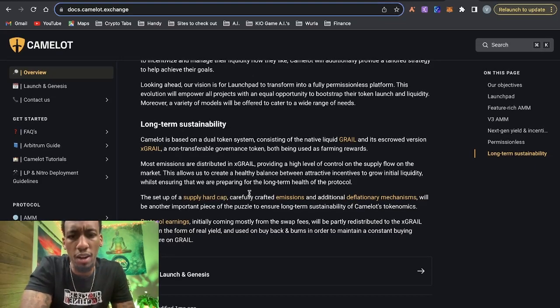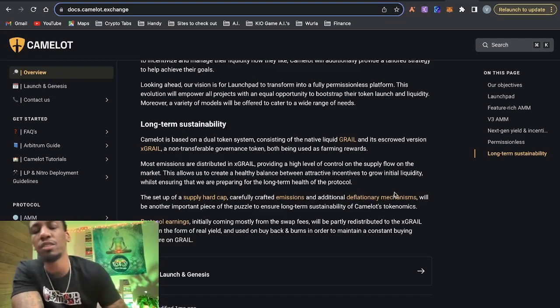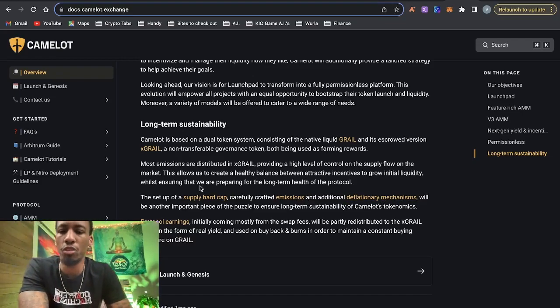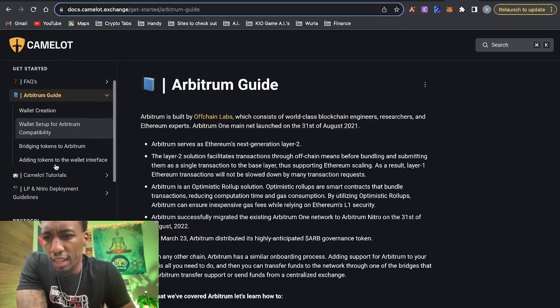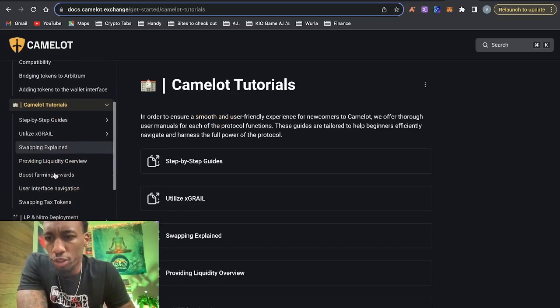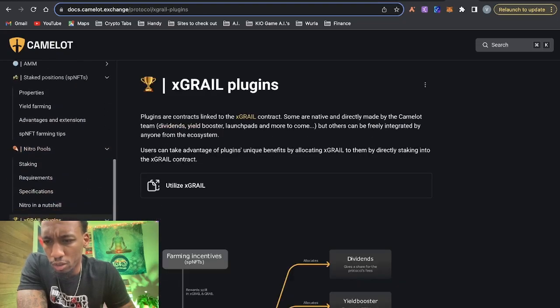They have a supply hard cap and carefully crafted emissions and deflationary mechanisms to try to, you know, keep the token price from dropping 50%, I guess. And they have a lot of stuff here. They got an Arbitrum guide. They got tutorials for literally everything. Stake positions, Nitro pools, Grail plugins.